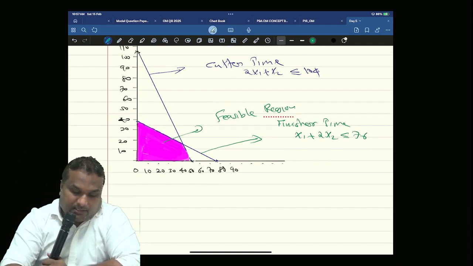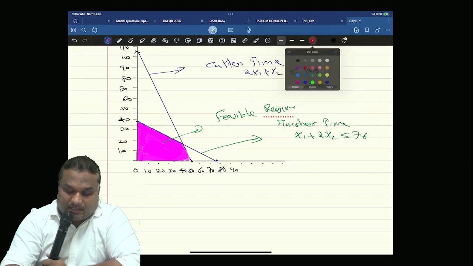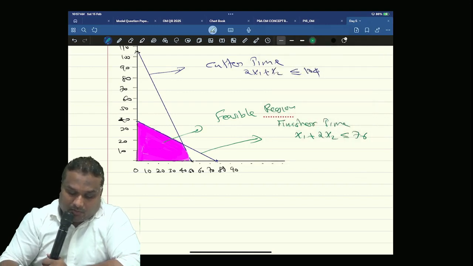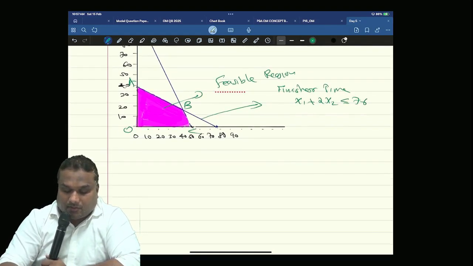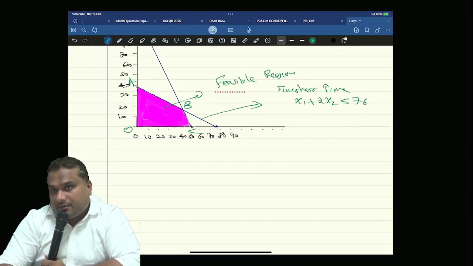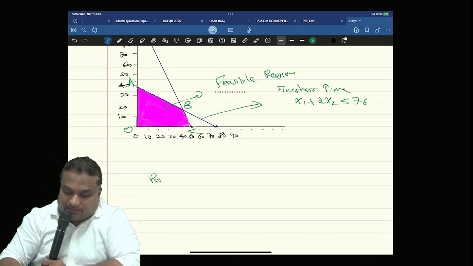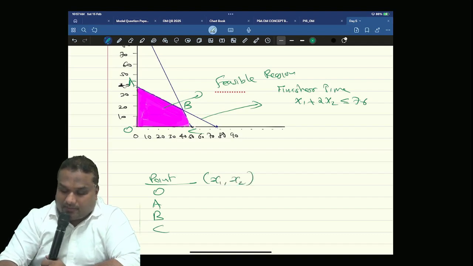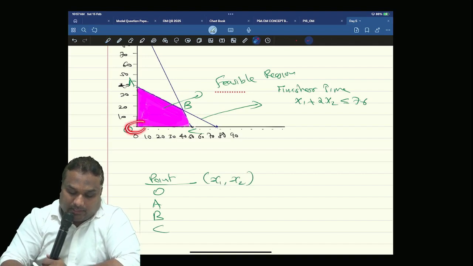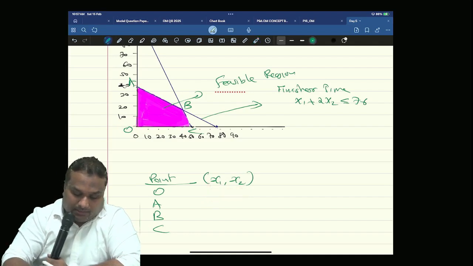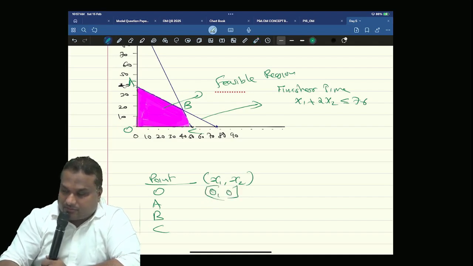Now look here. The feasible region which we marked has the points O, A, B, C. Why O? O is always 0, 0. Now look at the board. The points O, A, B, C with their x1, x2 values. At point O, this is 0, 0.